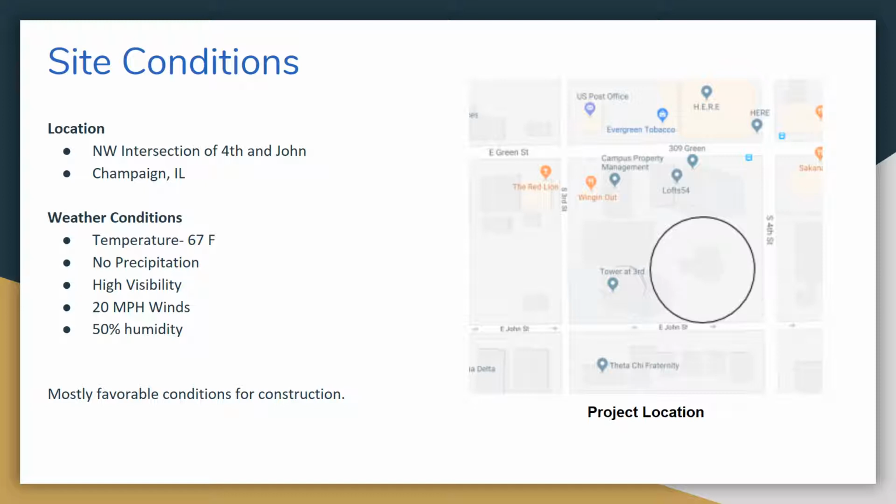Most of these are favorable conditions for construction, as high visibility and no precipitation allow for no delays and no obstructed views, so workers can work safely. The winds do allow for debris to be lifted up and call for goggles to be worn very strictly to protect workers. Additionally, the humidity can deform materials.